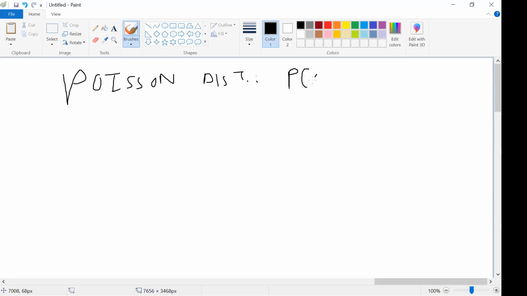So in this case, the formal definition is the probability of the Poisson distribution at some value x is equal to mu to the power of x times e to the negative mu, all divided by x factorial. I'll explain what these letters mean in a moment.